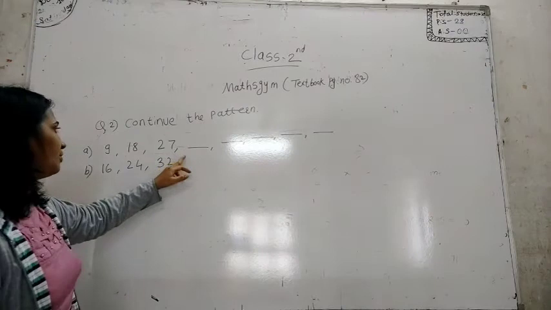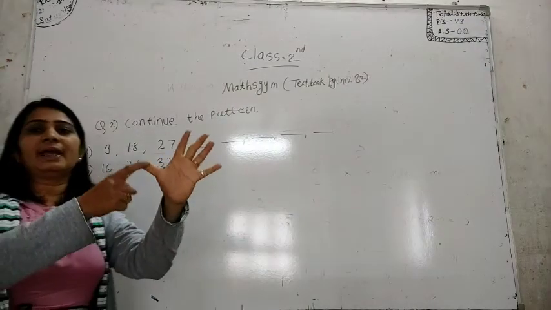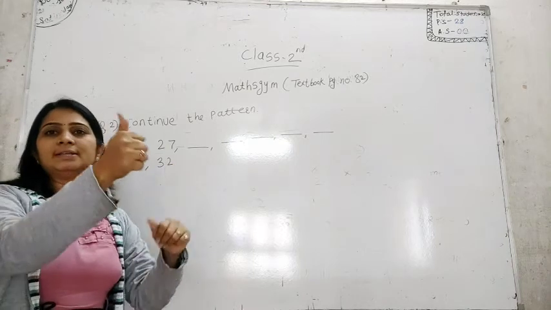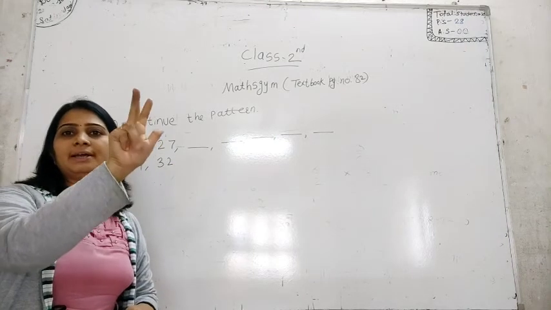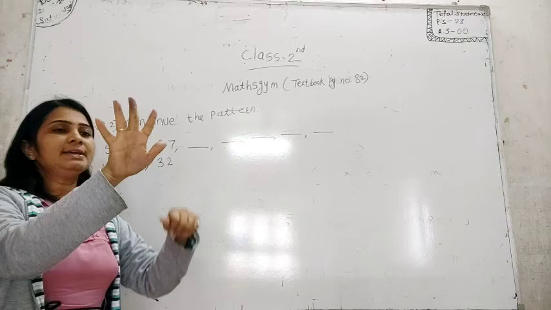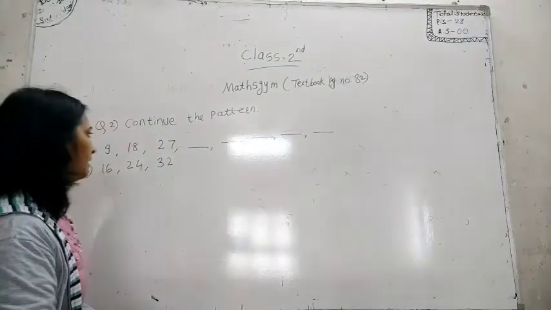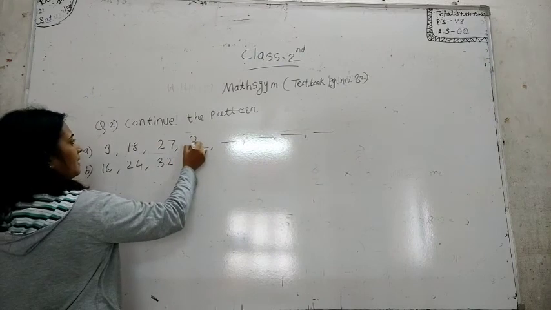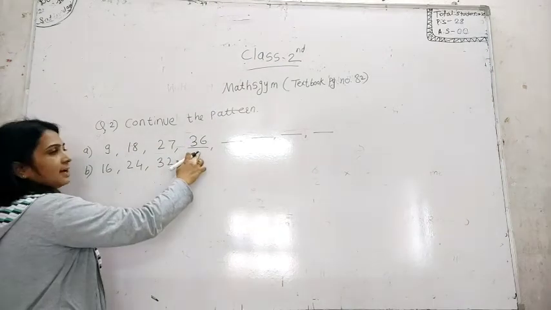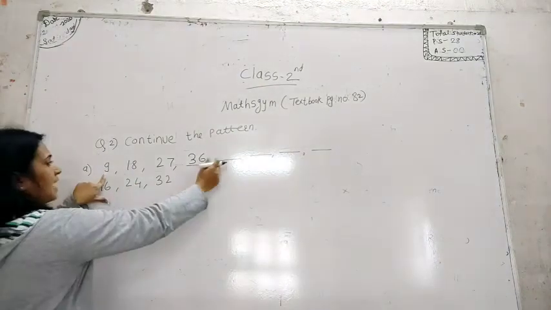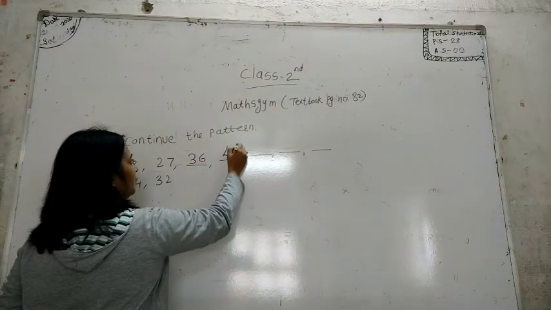The next number we have to find out. Then 28, 29, 30, 31, 32, then 33, 34, 35, 36. So I write here 36. 9 4s are 36. Then next is 9 5s are. So 9 5s are 45.